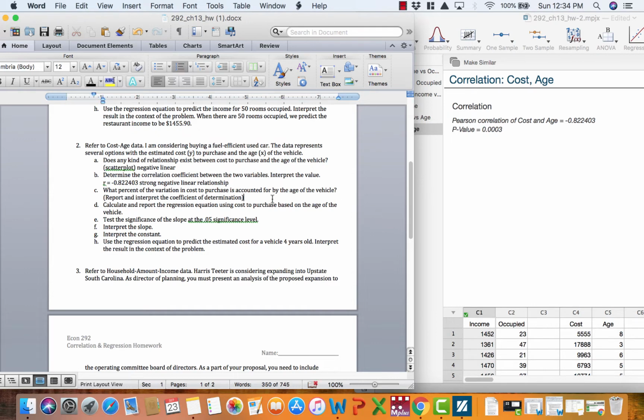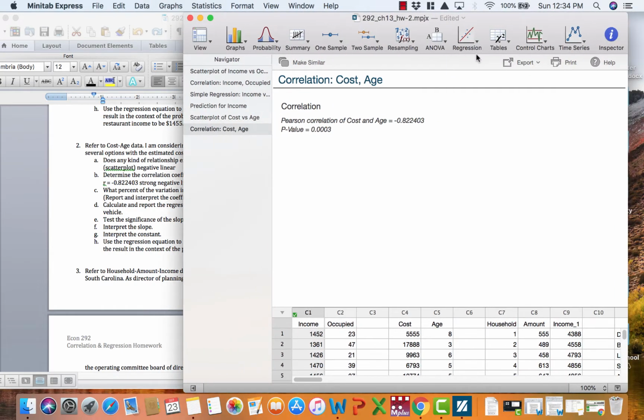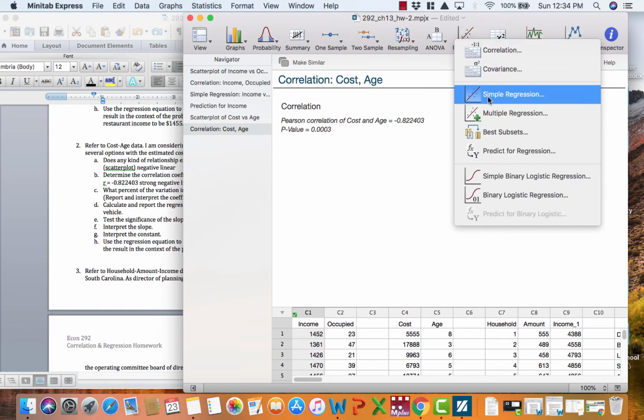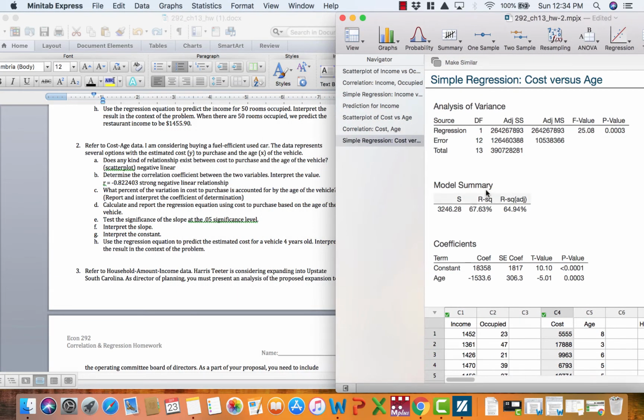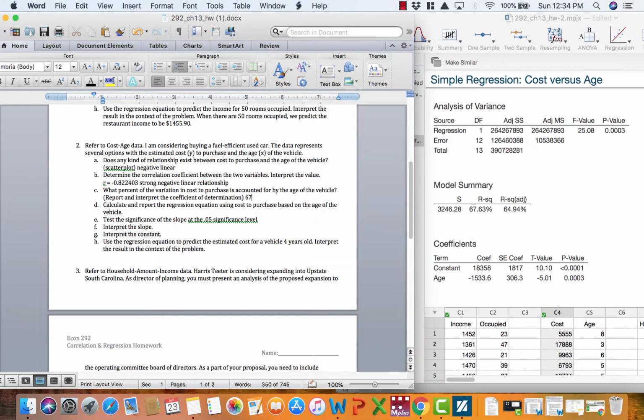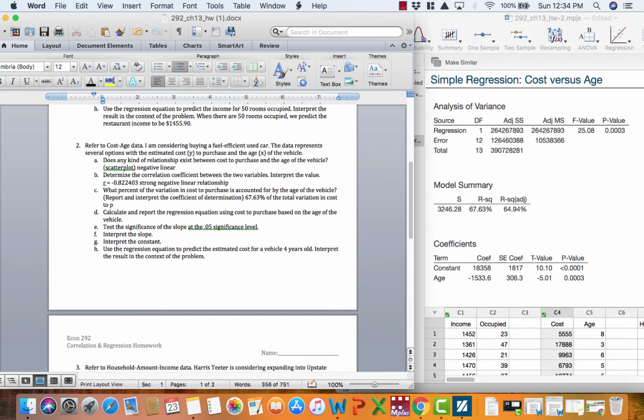What percent of the variation in cost to purchase is accounted for by the age of the vehicle? Again, we want R squared, or the coefficient of determination. So we need to actually run our regression. We go to simple regression. We put in cost as Y, age as X, and say OK. Here's our R squared, 67.63%. And so we say 67.63% of the total variation in cost to purchase is explained by age of the vehicle.